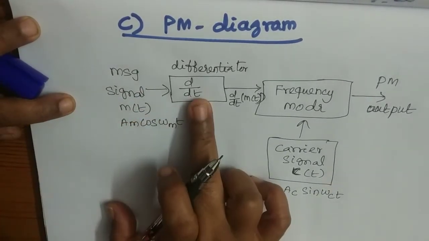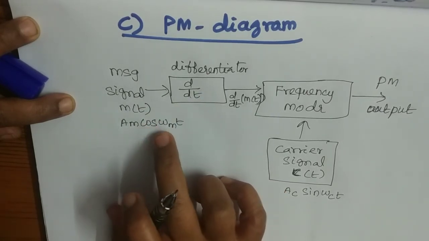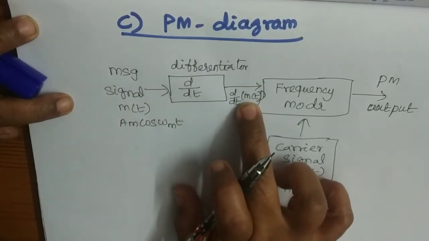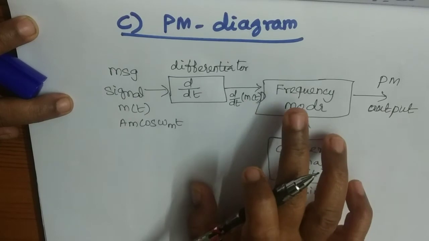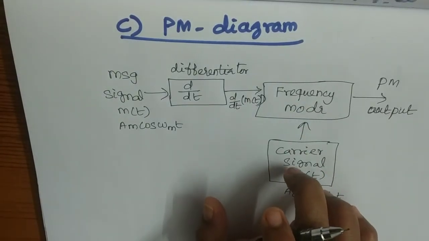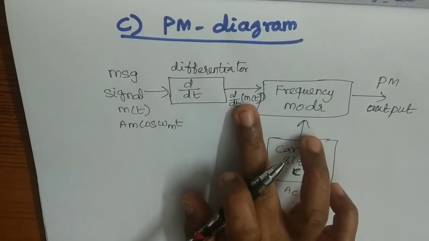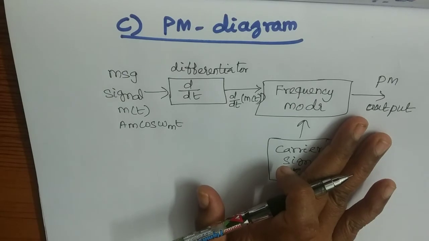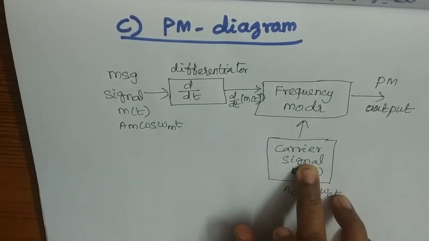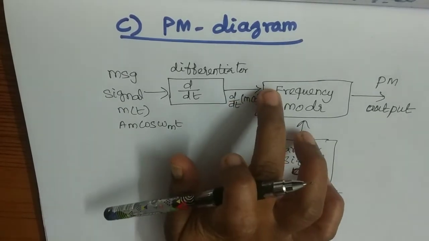The differentiator will differentiate the incoming message signal Am cos omega mt. So here we are getting the differentiated output. Then this frequency modulator will mix both the carrier signal and the differentiated signal. Finally, we get a phase modulated output. So the phase of the carrier signal is shifted with respect to the modulating signal.